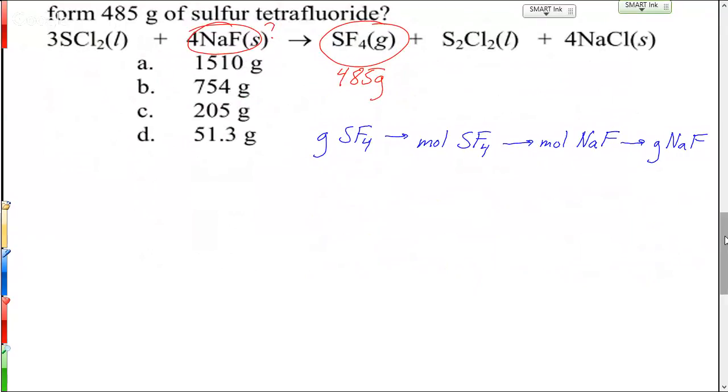So I want to set this up kind of all in one big conversion, the way that we've written it here, so you can see how that works. A lot of people find that easier than going step by step. As long as you can do both, you should be fine.